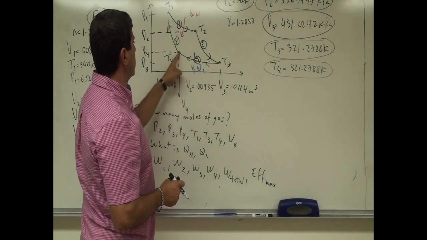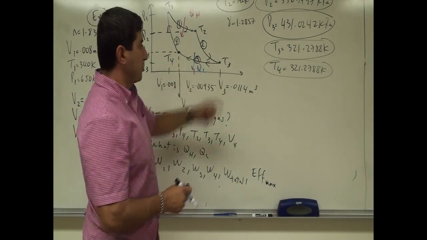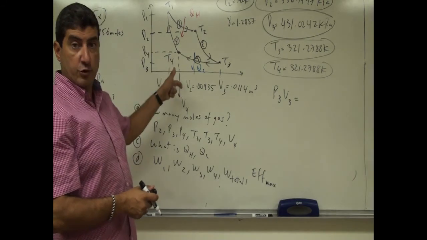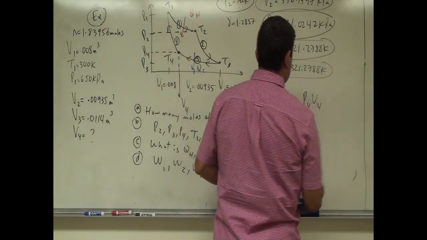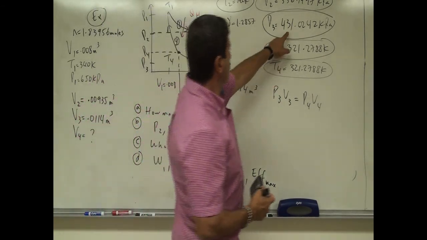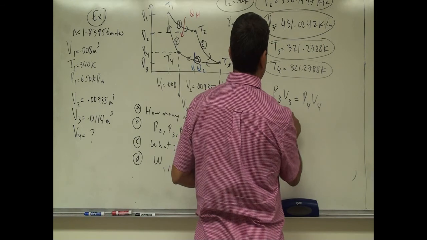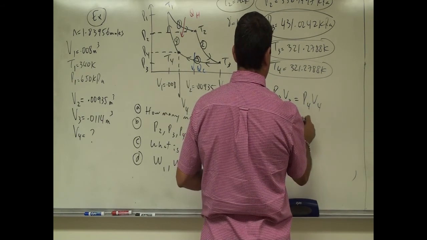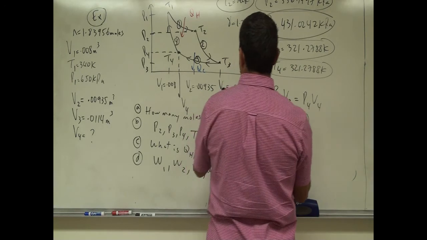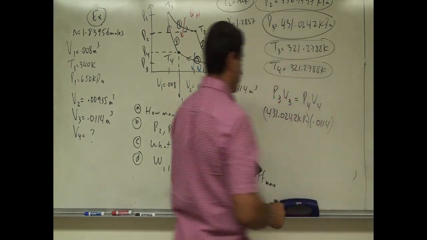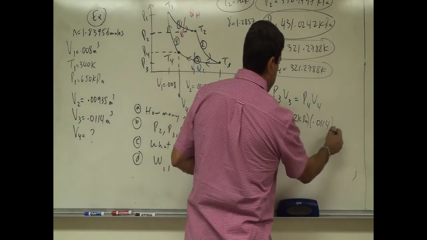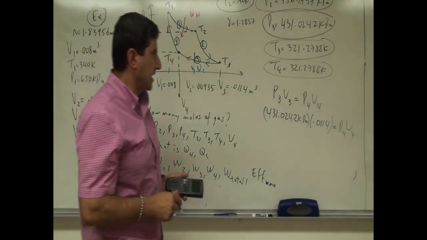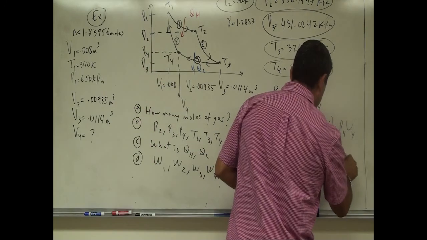Well, we know that this is isothermal, so that I know P3, V3. P3 V3 must equal P4 V4, right? So I know P3 is 431.0242, right? That's kilopascals. And then I know V3 is equal to 0.0114. Okay? And that's going to equal P4 V4. But I don't know P4 and I don't know V4. You see that? So then I can multiply that and I can say, okay, 588.